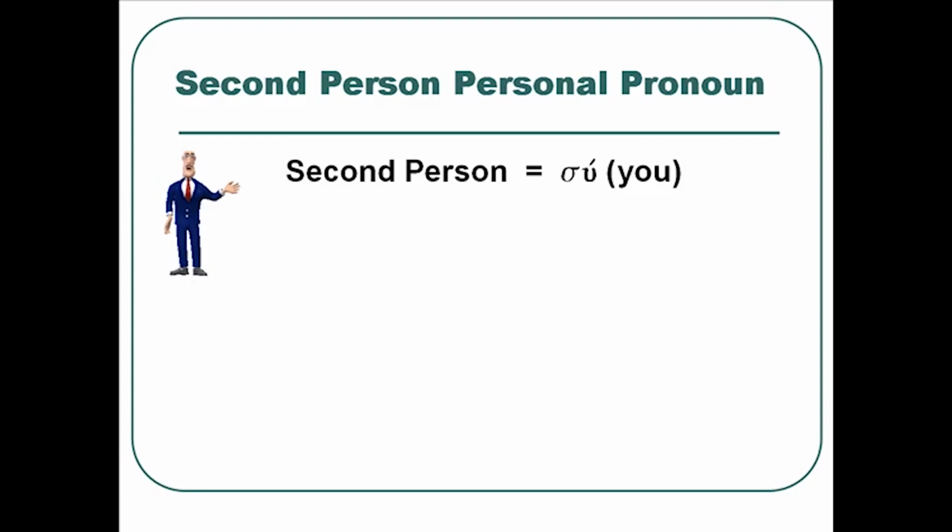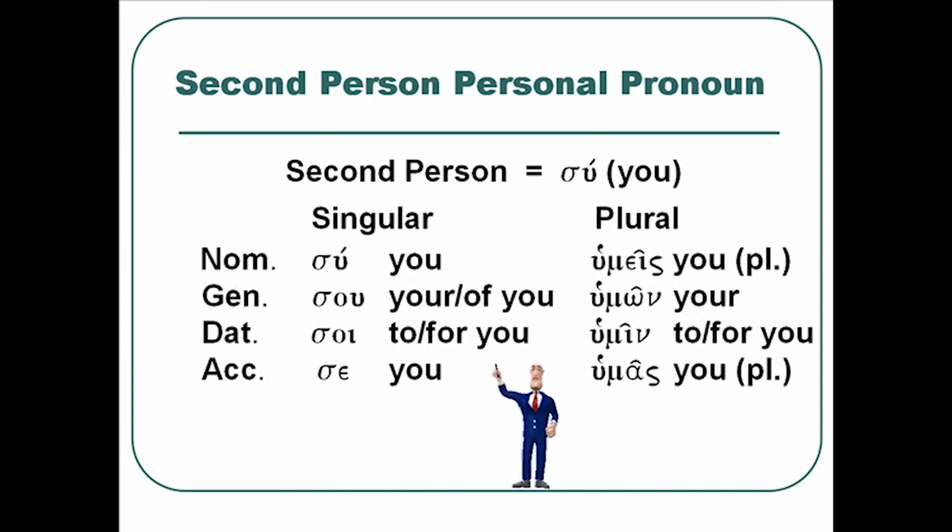Here's the second person personal pronoun. It's the pronoun su, for you. The nominative form is su. The genitive form is su, omicron, upsilon, similar to logou. The dative form is soi. The accusative form is se. That's for the singular.